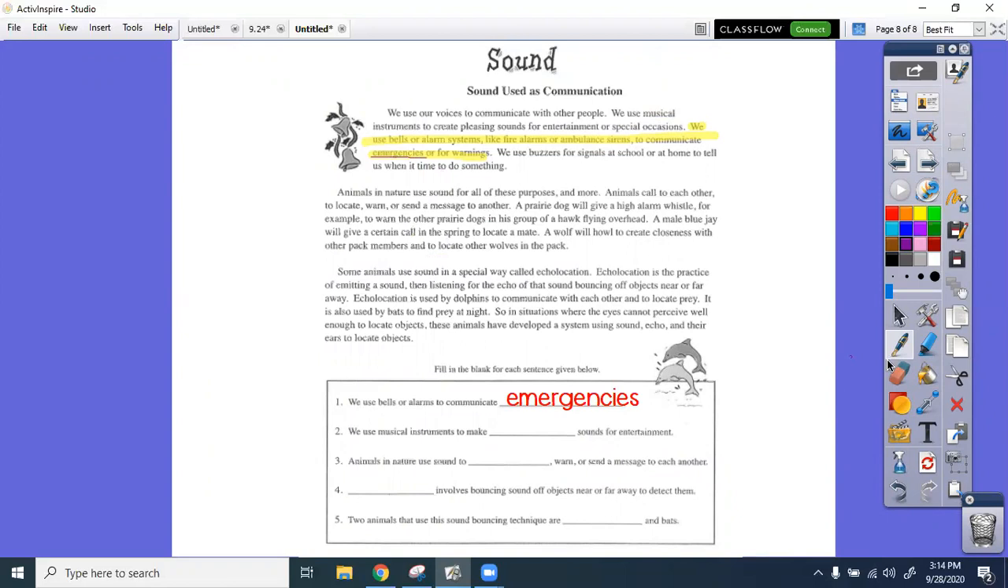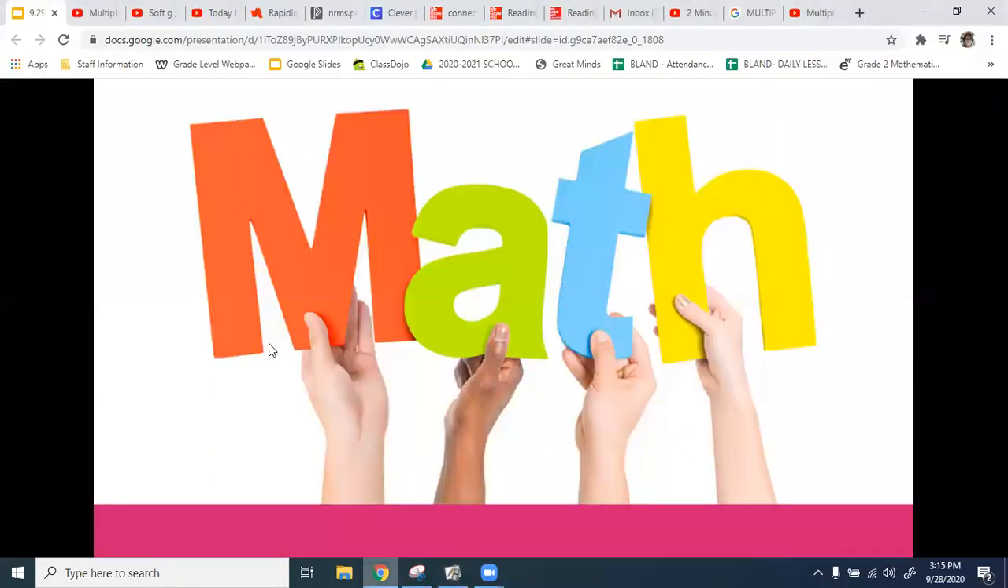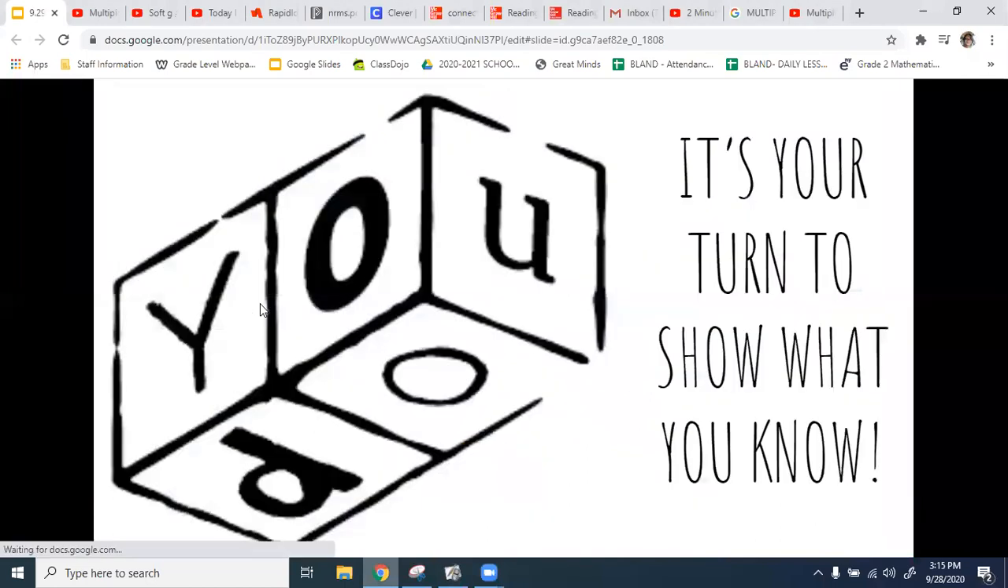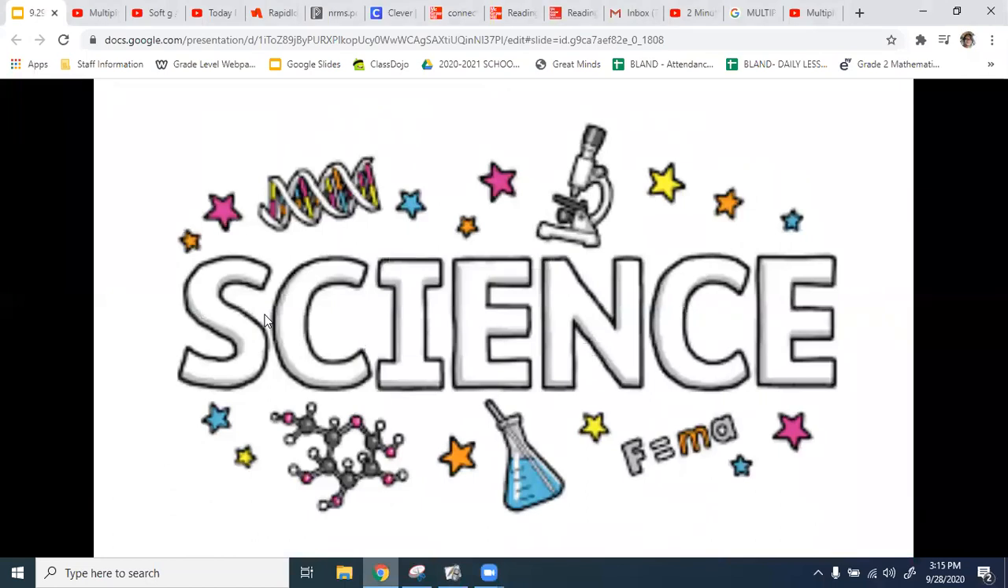Use the rest of your passage and your highlighter to answer questions numbers 2, 3, 4, and 5. Please do your very, very best. So it's your time to show what you know. Go through and answer everything that you may have skipped or missed. Make sure that you don't forget your science because that is important for today as well.